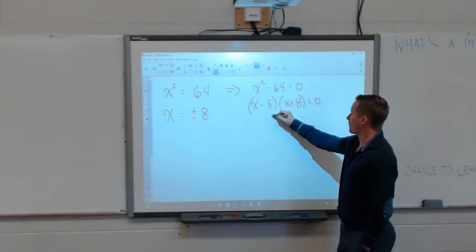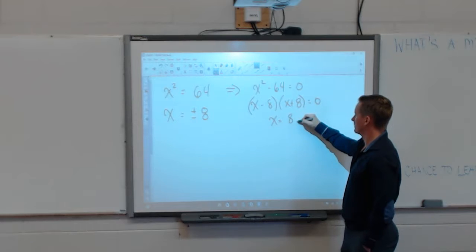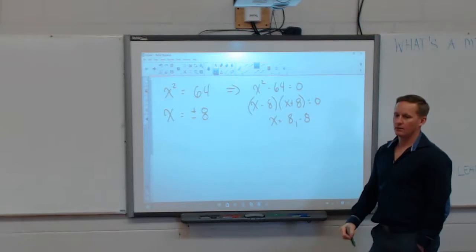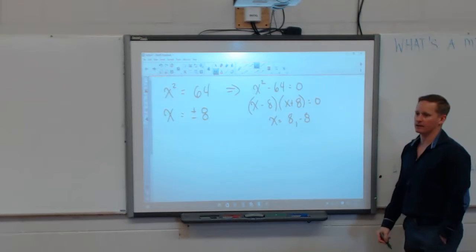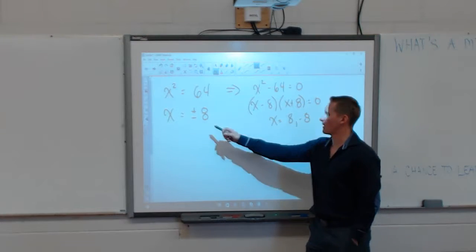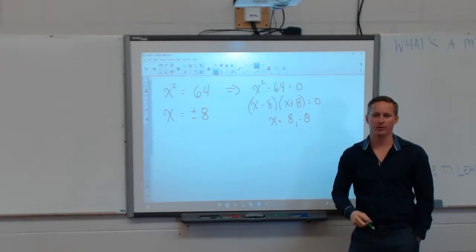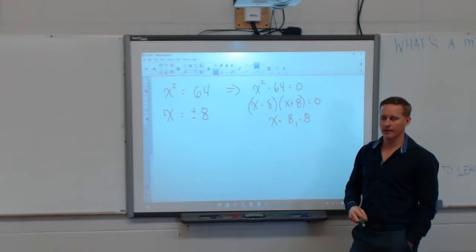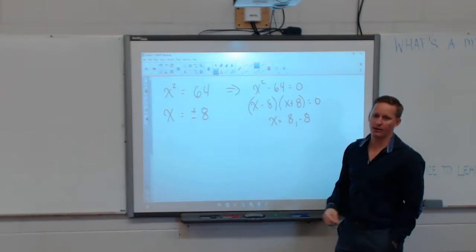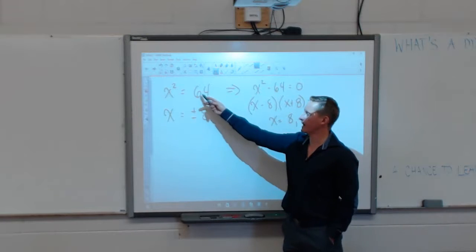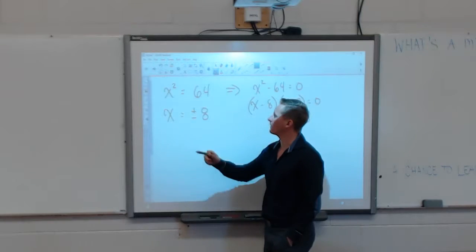When I solve for x, I get x is equal to 8 and minus 8. So when I take the square root, I end up with plus minus. When I factor it, I end up with plus minus. Okay? But this is all factoring. We're not doing factoring today. We're leading up to completing the square.